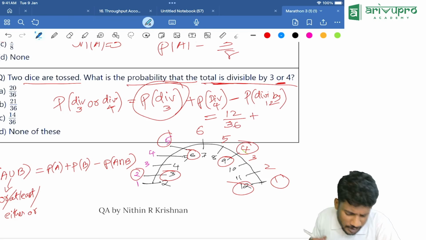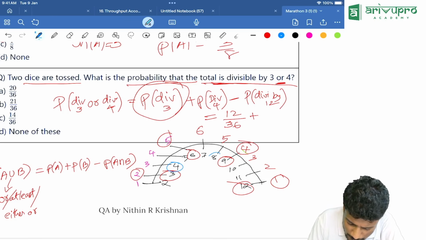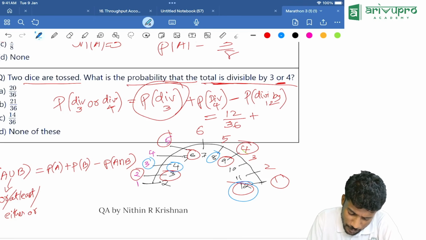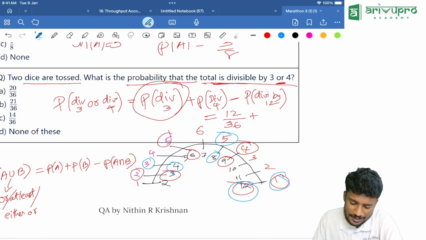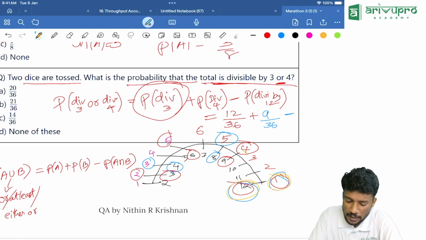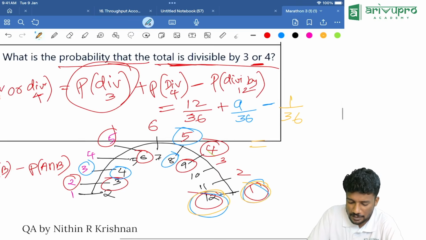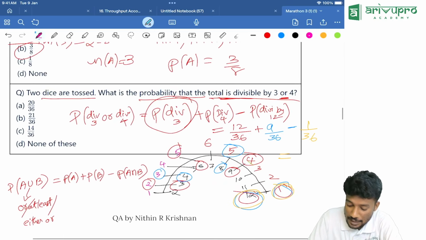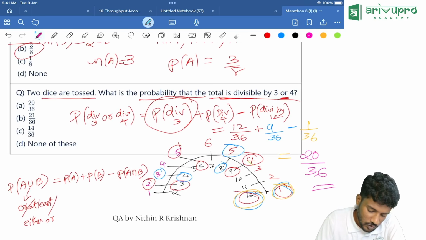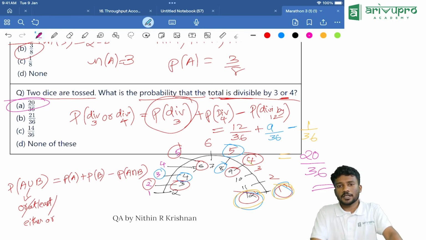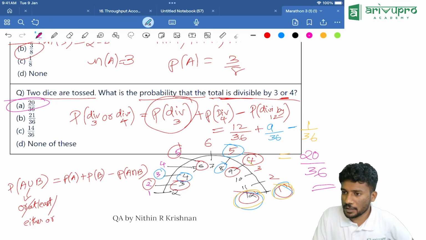Now tell me, what are the numbers which are divisible by 4? 4, 8 and 12 again. That means 3 plus 5 plus 1, that is 9 by 36. Minus, how many numbers are divisible by 12? That is 1, that is 1 by 36. How much is the answer? 20 by 36. People, option A is the answer. 20 by 36. Clear? Yes. Everyone, is it clear?